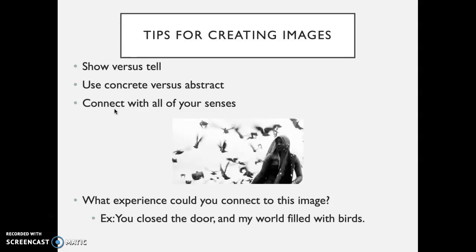Here's a little exercise you can try. What experience could you connect to this image on the screen? It's an image of a woman surrounded by birds flying up into the air. So here's my example. You closed the door and my world filled with birds. I could go a lot of directions with that, what that means, but it's just an idea of an image. We can take this picture of something and connect it to something else. Okay, so give that a try.